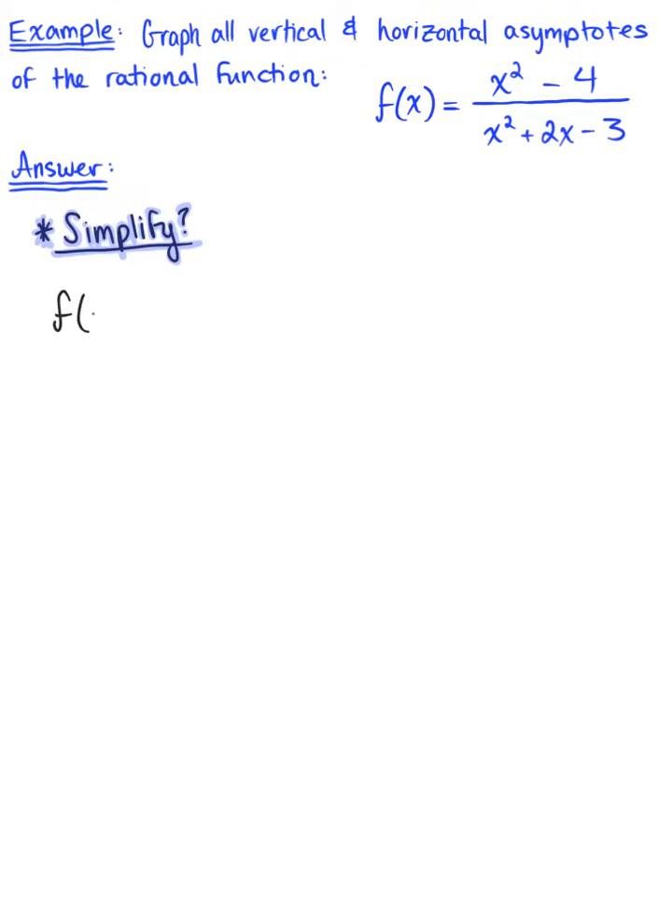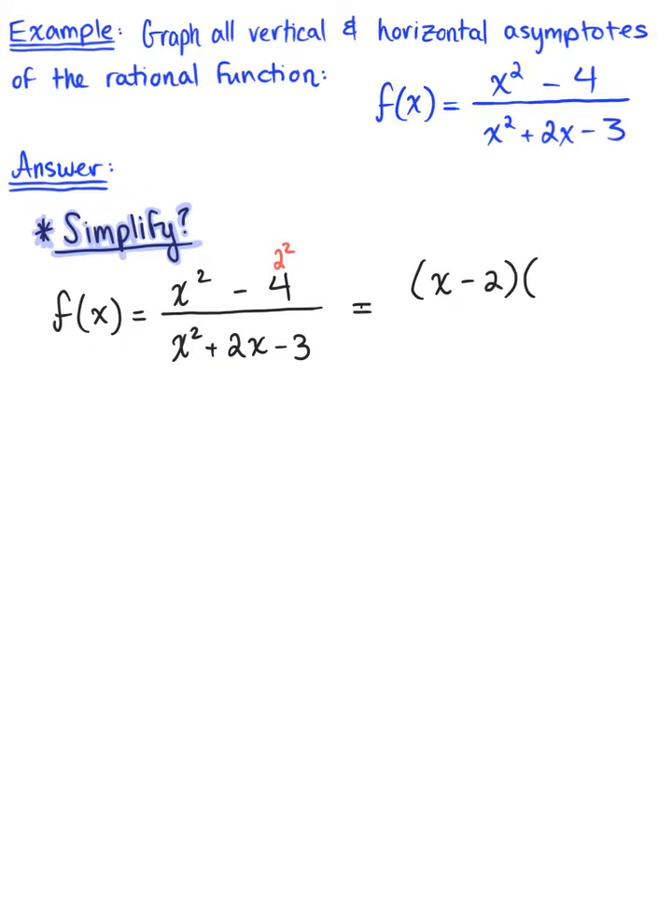So we have f of x is equal to, in the numerator, x squared minus 4. And in the denominator, we have x squared plus 2x minus 3. So we are going to factor the numerator and denominator separately to see if any common binomials exist. In the numerator, we have a difference of squares: x squared minus 4, where 4 is 2 squared. So we can rewrite this as x minus 2 multiplied by x plus 2.